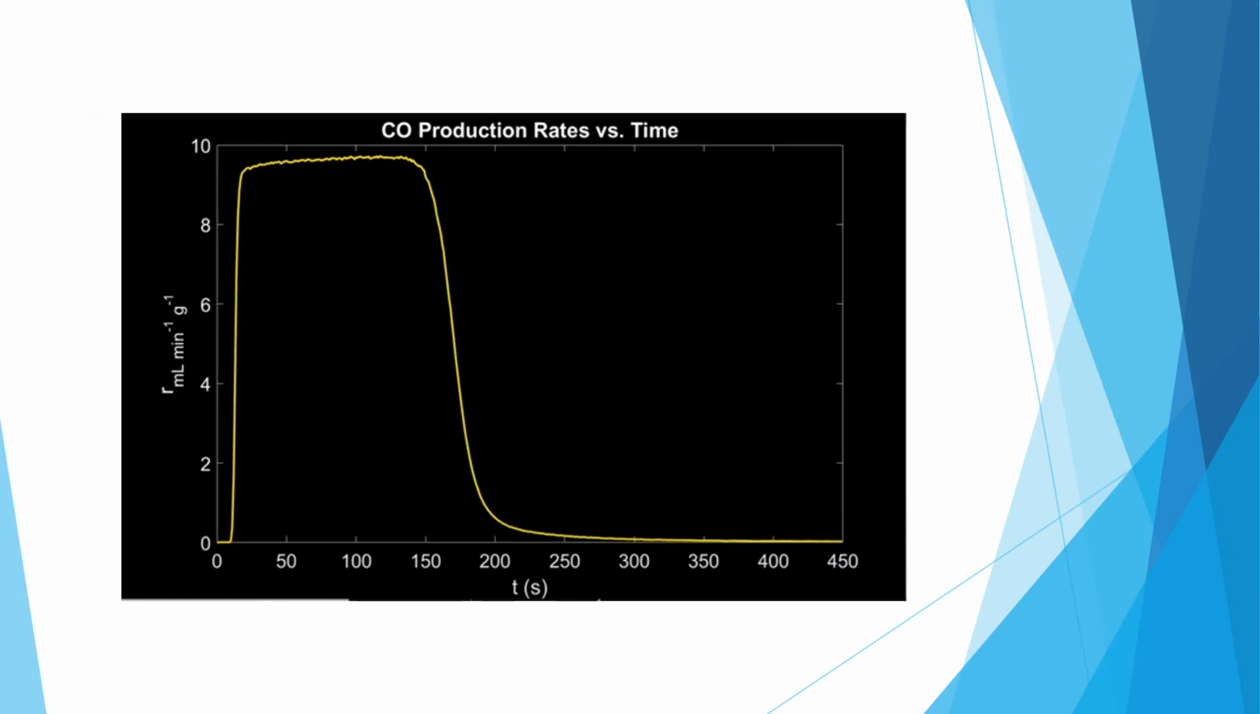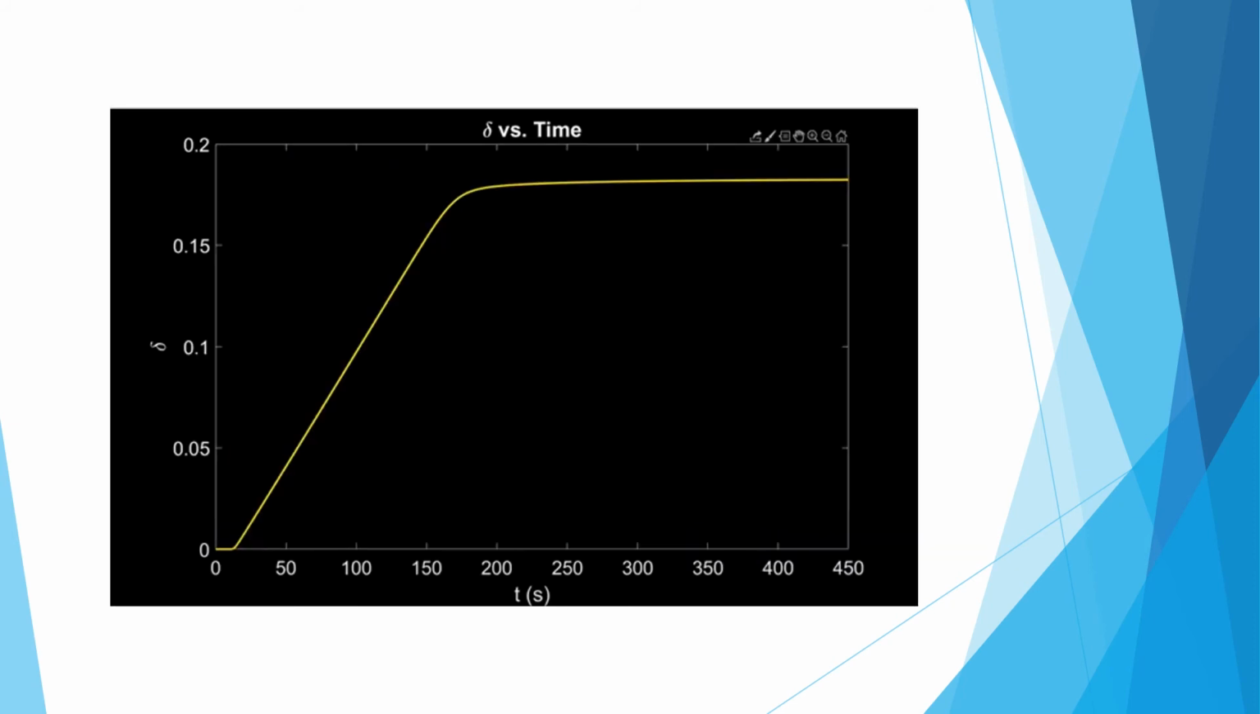The first graph is shown here, which is exactly what we saw in lecture. This is the rate of oxidation for carbon monoxide versus time, and you can see that it drops off at 200 seconds, which is when the cycle of the reactor is done.